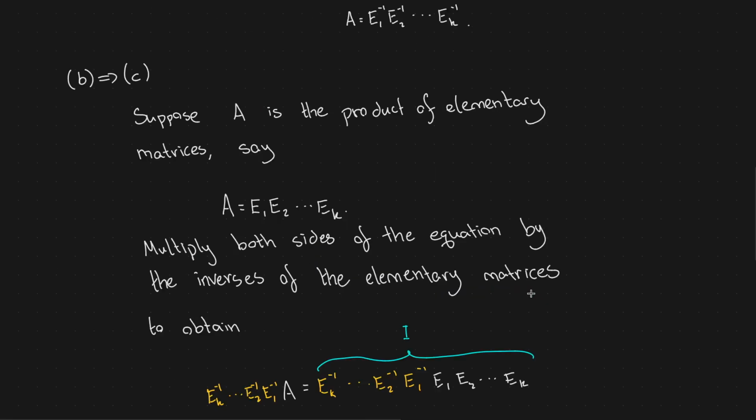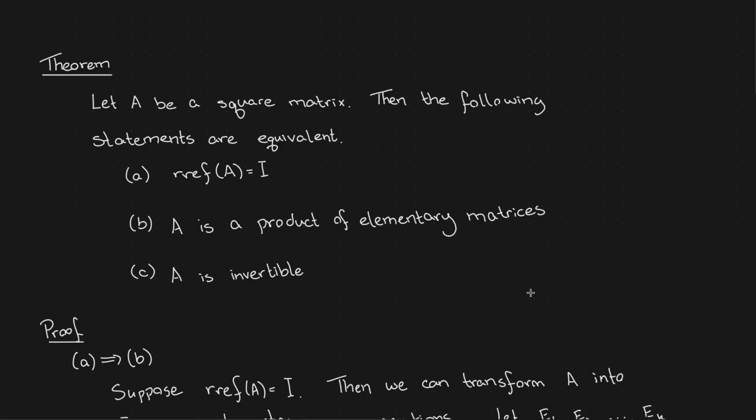All right? So all three of these are different ways to say the same thing. If the reduced echelon form of a square matrix is equal to the identity matrix, then we can write it as a product of elementary matrices. Okay? And it therefore also must be invertible. All invertible square matrices, the reduced echelon form of it is the identity matrix.